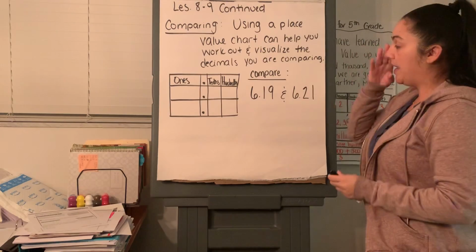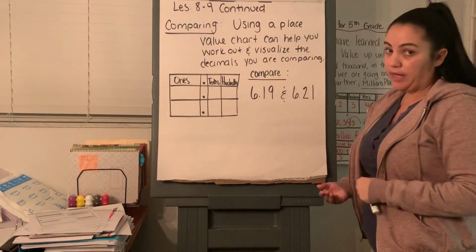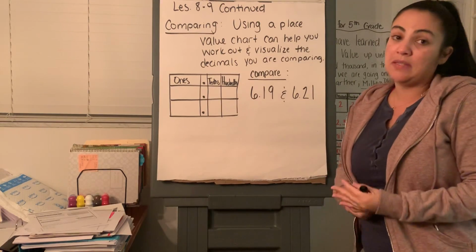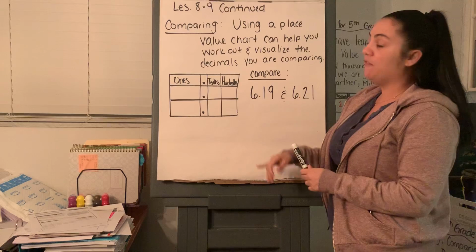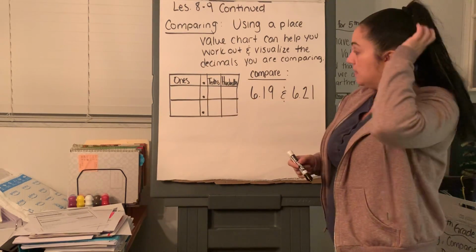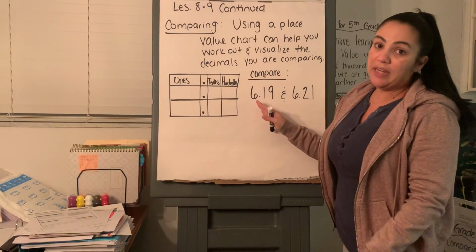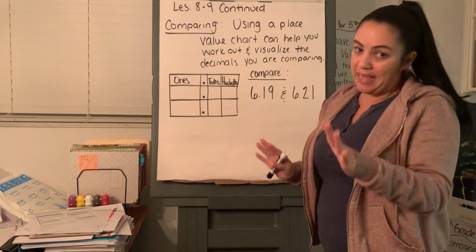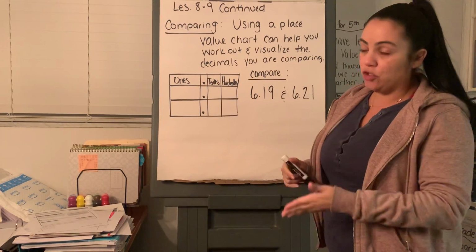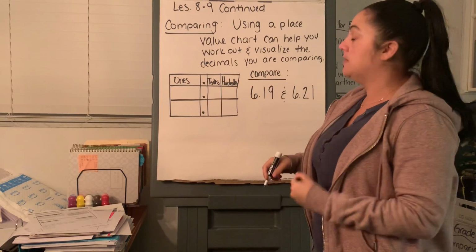So here they're asking you to compare 6.19 and 6.21. We're not using dollar signs, so that means that we're not using money. So here I would start listing my first decimal into my first set of boxes. And since I know that everything before the decimal point is a whole number, that means that everything before it is going to go in its actual place, like ones, tens, hundreds, thousands. So here I have 6.19. The decimal needs to stay in the same spot.